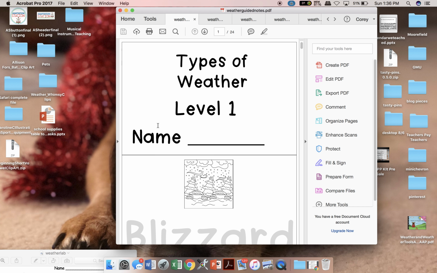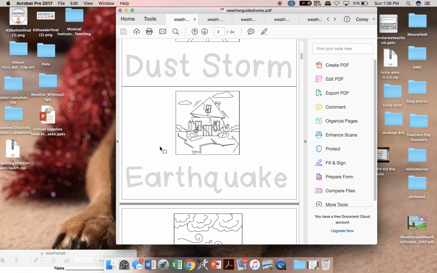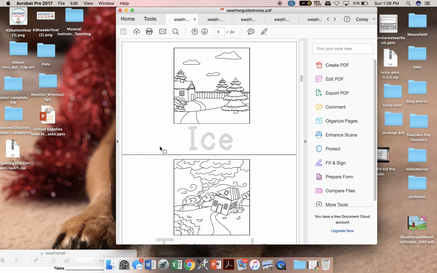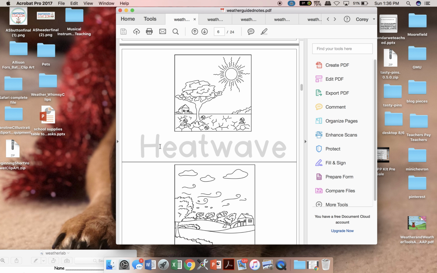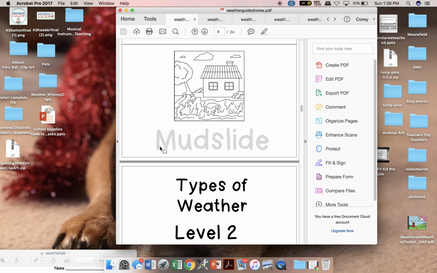This is a newer product. This is the notes. If you use any of my other units, you know I love my guided notes. Level 1 is meant for my students who are just at that tracing level. So they'll learn those vocabulary terms, they'll be able to color a picture, and it's got the tracing support right there so they can use a marker or a pencil and go right over the gray text.